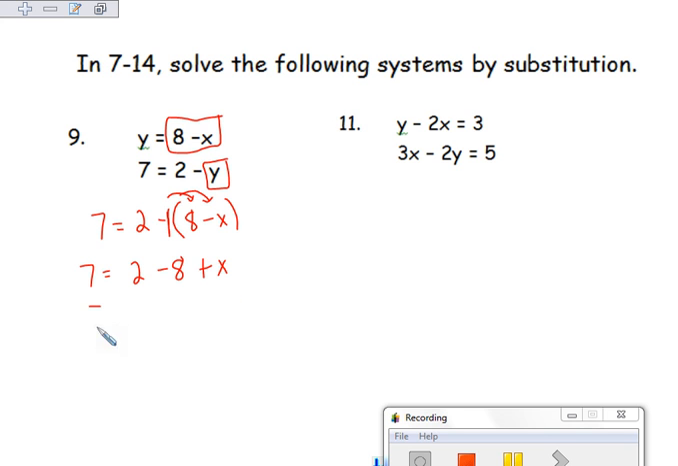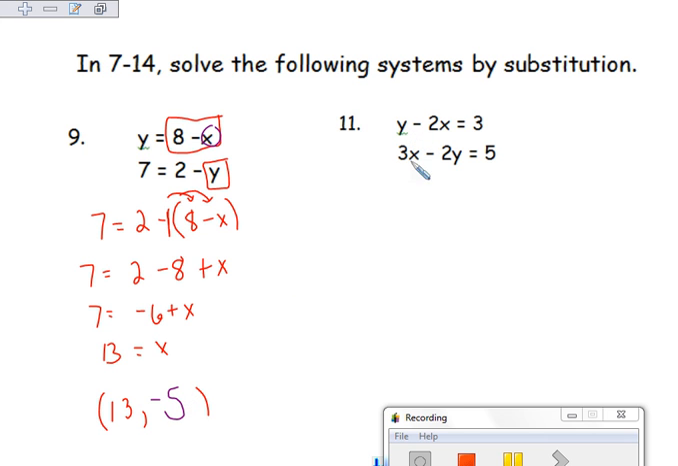And now I can simplify. Add 6. And there's the first part of my solution. So now if I go back up to the top and I plug 13 in, 8 minus 13 is a negative 5. So that's substitution. Let's try another one, number 11.